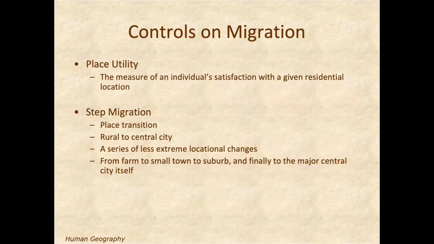We'll talk about the idea of migration, whether it be step migration. Step migration is from rural to central city, a series of less extreme locational changes. That might be like moving from, say, Orange County in New York to, say, Essex County in New Jersey, immediately next to the city, or moving to Nassau County, or moving to the Bronx. So you sort of stepped your way out of one location into a place slightly closer to where you want to be.